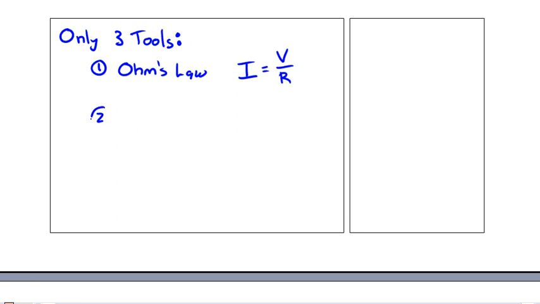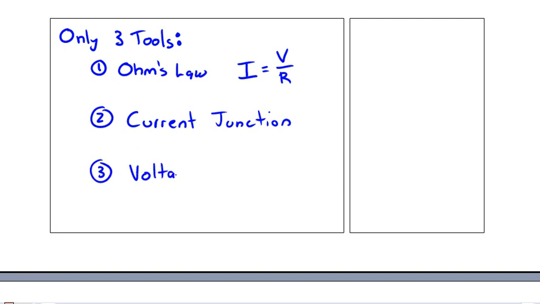Another tool that we use a lot is the idea of current junctions. That the current into a junction in total has to equal the current out. So sometimes called the junction law, sometimes called the current law. And the third tool that we use a lot are voltage loops, sometimes called the voltage law, sometimes called the loop law. And that says if you go all the way around a loop, then the voltage gain has to equal the voltage lost.